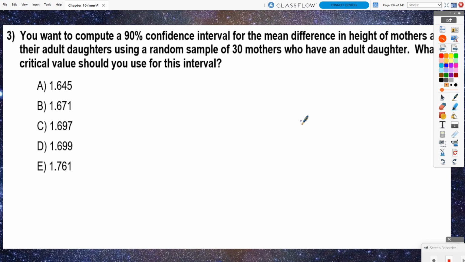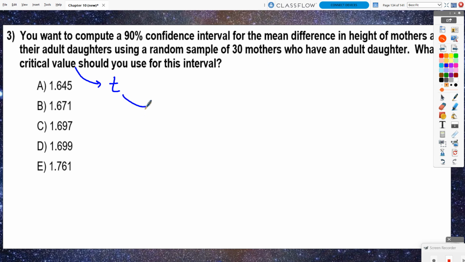It's paired because the mother and the daughter are a pair together. So this isn't a two-sample problem. We're not looking at a sample of mothers versus a sample of daughters that have no relationship with those mothers, but they are being paired together. The critical value is going to be a t, because they didn't give us the population standard deviation. So we're not going to use a z interval, but a t interval.